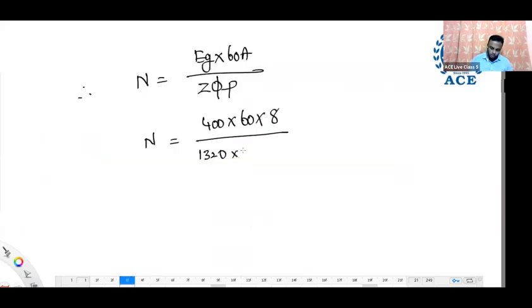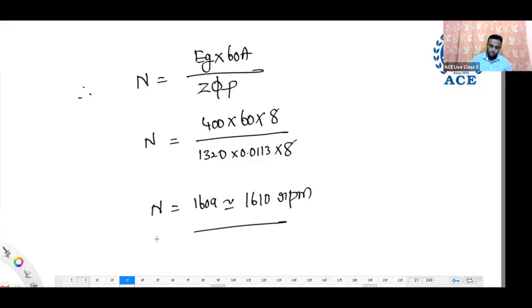Next, flux per pole is 0.0113 into number of poles, which is 8. Calculate the speed of the generator here. What is the answer? Speed 16. No, Sunil, check once. We only get 0.0113. Check your values again. 1609 RPM. Okay, right. 1609, approximately 1610 RPM is the answer. Okay, 1610 RPM.